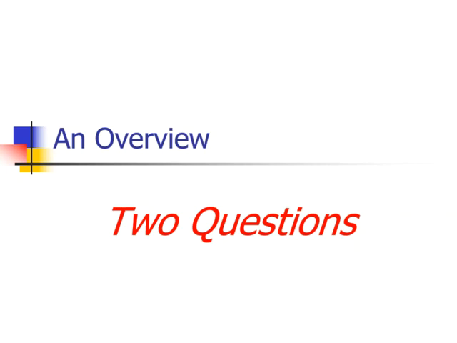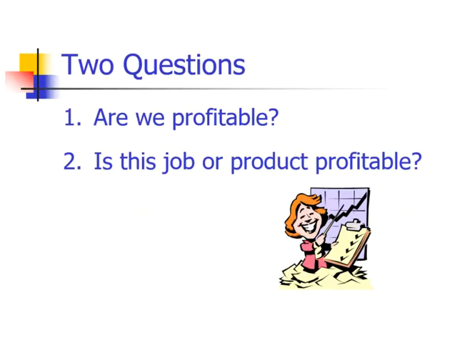In this video, we're going to provide an overview of financial accounting and the two types of questions that accounting attempts to answer. The first question is, are we profitable? And the second question is, is a job or particular product profitable? The first question, are we profitable, is the primary focus of this course, financial accounting, while the second question, is a job or product profitable, is more the purview of cost or management accounting.